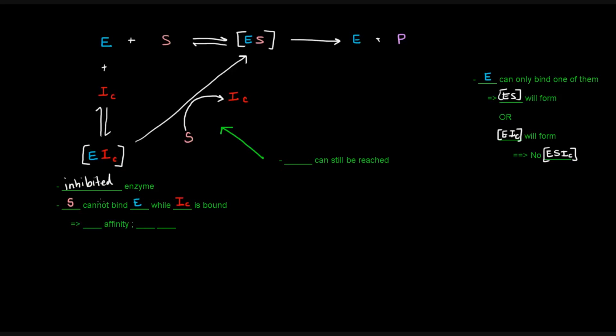And because the substrate can't bind the enzyme when the inhibitor is bound, what does that do to affinity? Well, the enzyme's affinity for the substrate. If the competitive inhibitor's presence makes it so that the substrate can't bind, that must mean that the enzyme has a reduced affinity. And this actually has an important effect, because that increases the apparent KM.